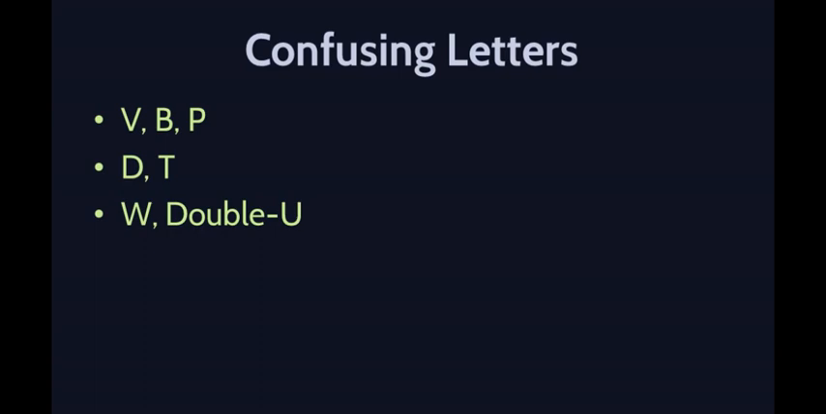Second, we have D and T. You can probably already guess the difference. It's just like with B and P. D has a little bit of air pressure releasing. T has much more air pressure. T, that is released. Same mouth position, but different amount of air pressure.